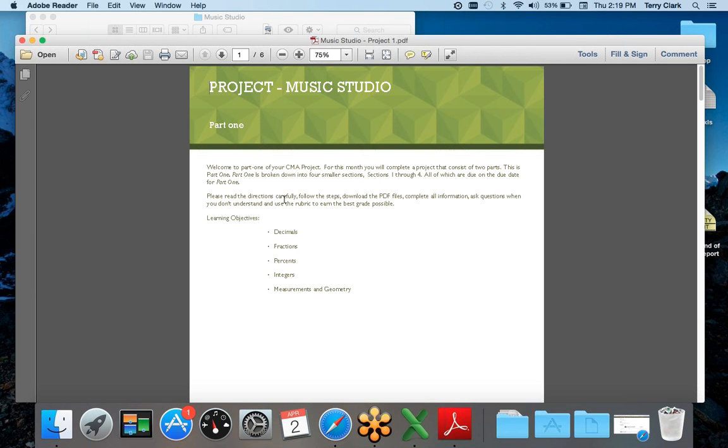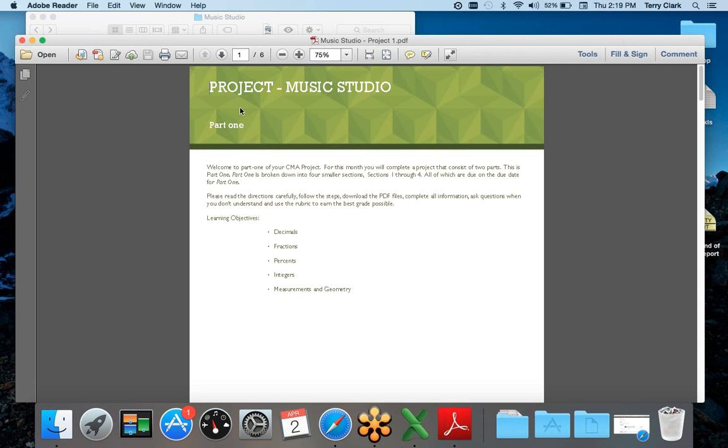It's kind of telling us what our learning objectives are, the math skills that we'll use inside of this project. We're going to learn about decimals, fractions, percentages, integers, measurements, and geometry. So if you're weak in any of these areas, what you'll need to do is go to Alex and brush up on those areas, because you're going to need to know about fractions and decimals and percents and integers, and also measurements and geometry in order to complete this project.